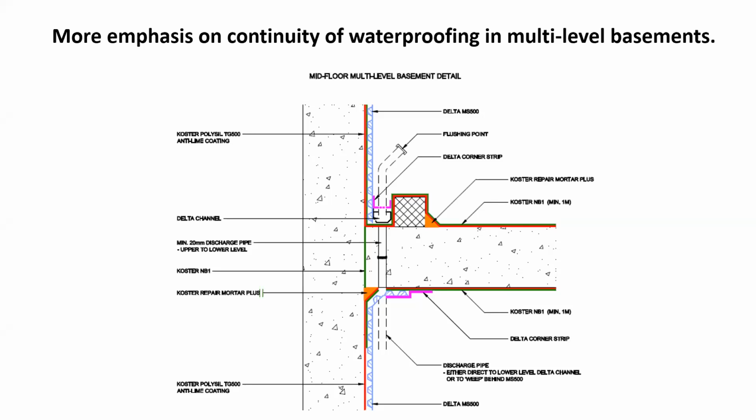So there's various ways of doing it. This is basically pipes that provide drainage continuity through in situ concrete floors. So there is more consideration now given to multi-level basements and various techniques. That's not the only way of doing it. It's just a good example.